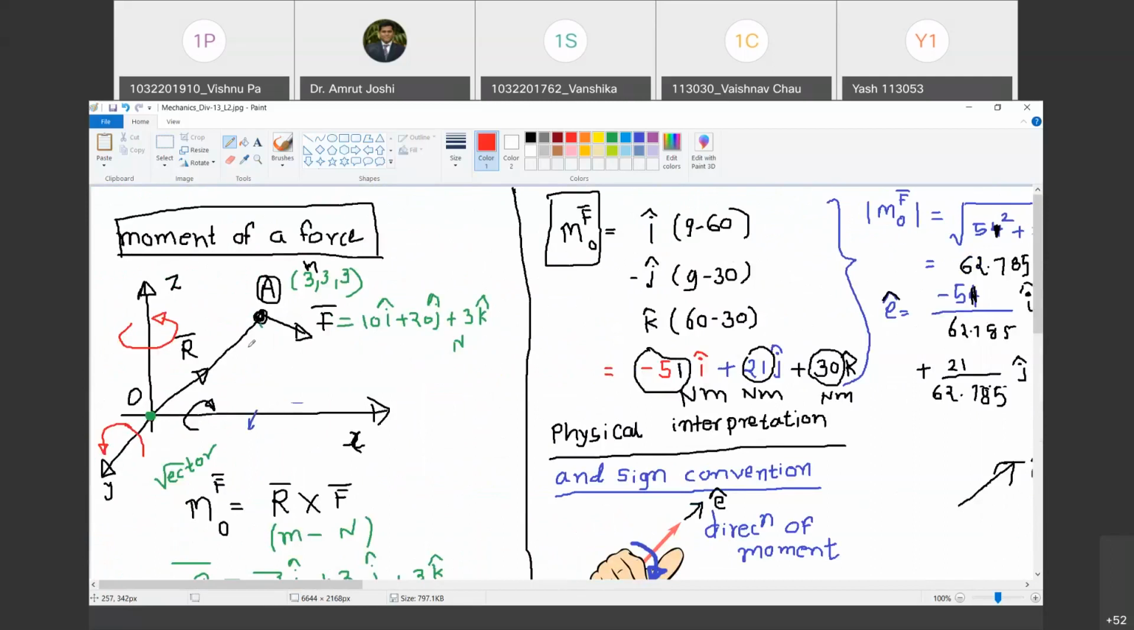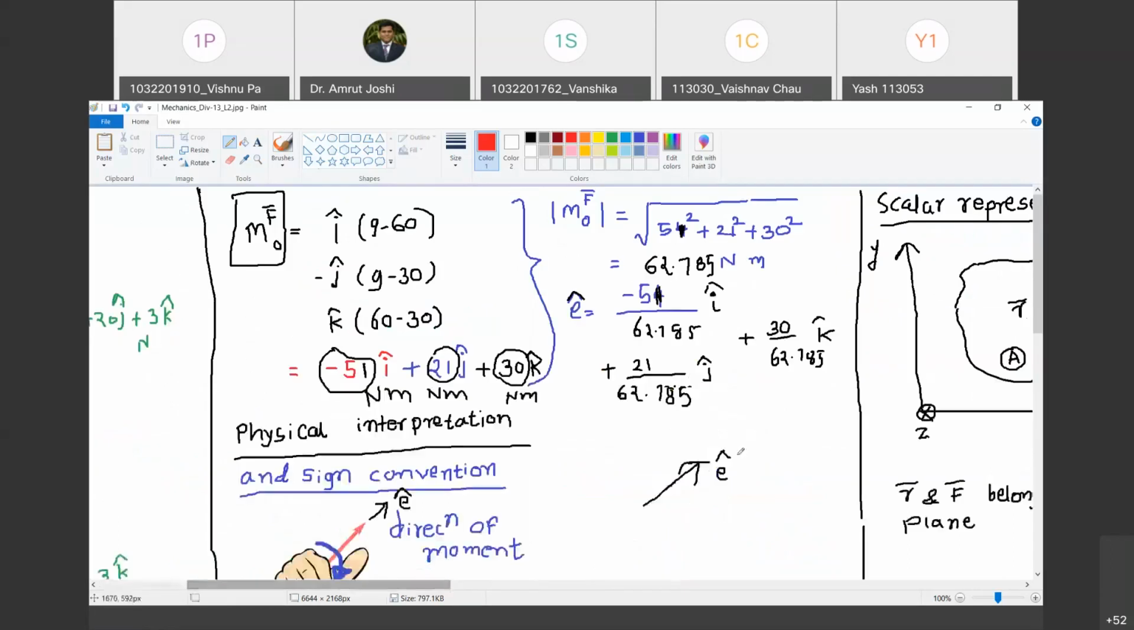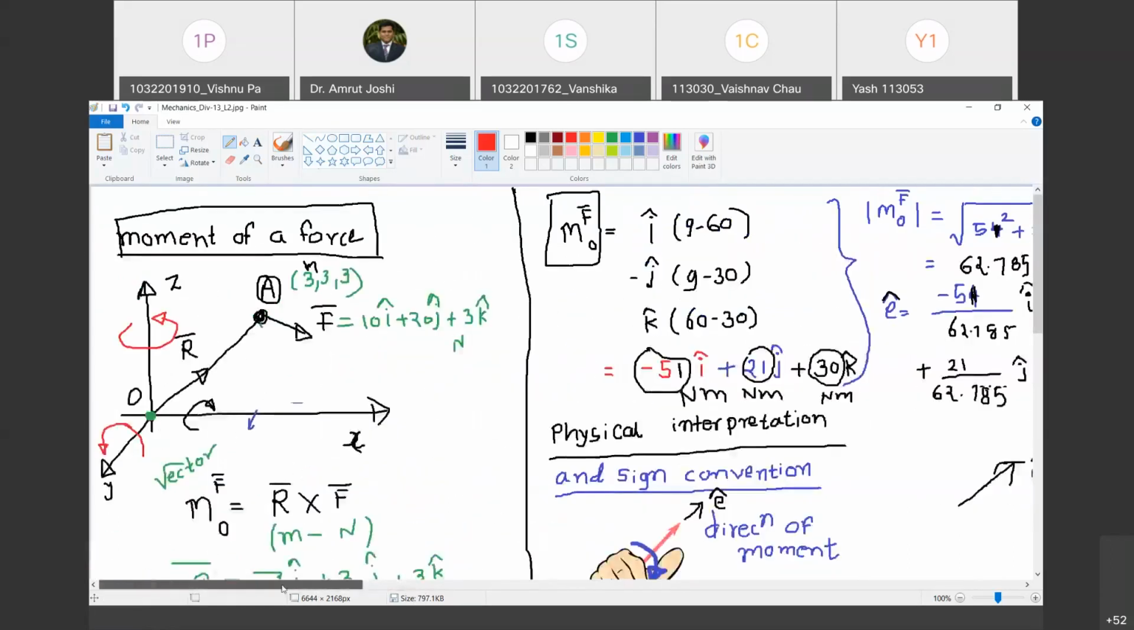Now, if I look at R bar cross F bar, you will understand that the direction of the moment MF bar about O is going to be perpendicular to the plane that contains R bar and F bar. Do you agree with me? By basic understanding of the vectorial cross product. R bar और F bar जिस प्लेन में लाए होते हैं उस प्लेन को परपेंडिकुलर MF bar O का डायरेक्शन रहने वाला है. Why? Because it is defined as the cross product of R bar and F bar. So therefore, this E cap has to be naturally perpendicular to the plane that contains R bar and F bar.